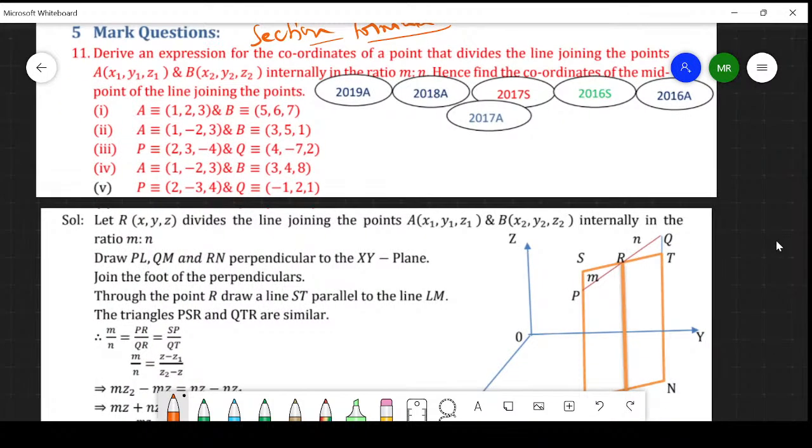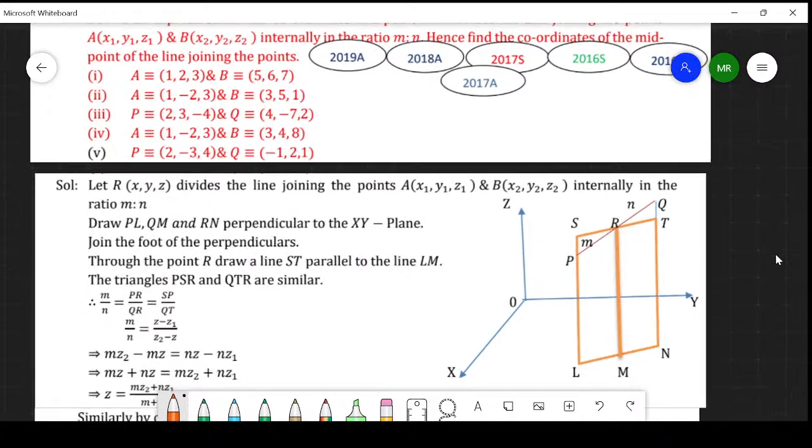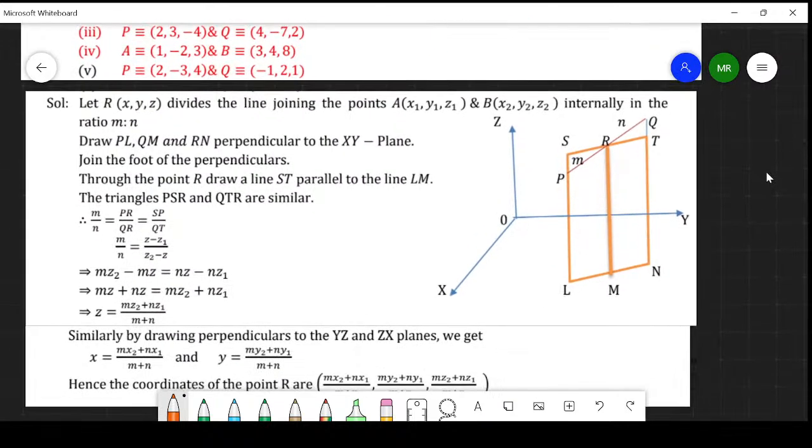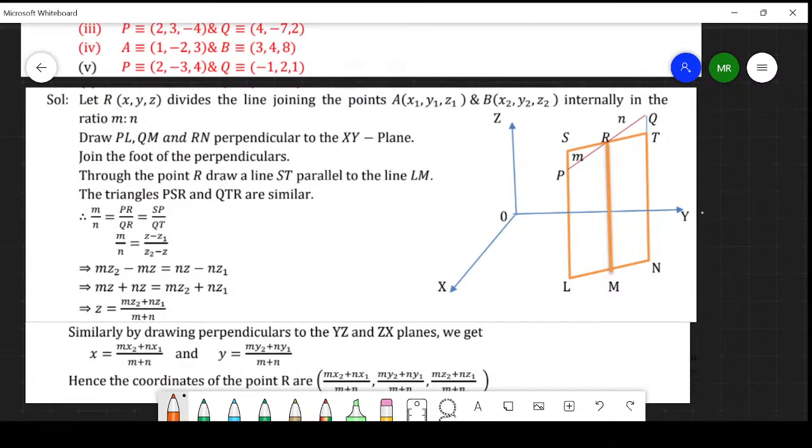You take the x-axis, y-axis, z-axis. Just observe here. This is the x-axis, y-axis, z-axis. You take a point, this is the point I have drawn here, and this is the line here. Let the point be R, x, y, z.